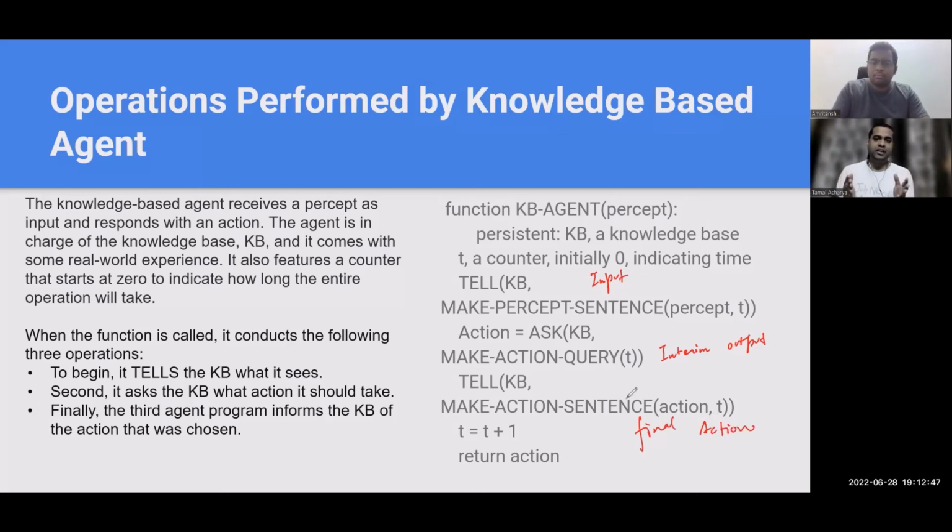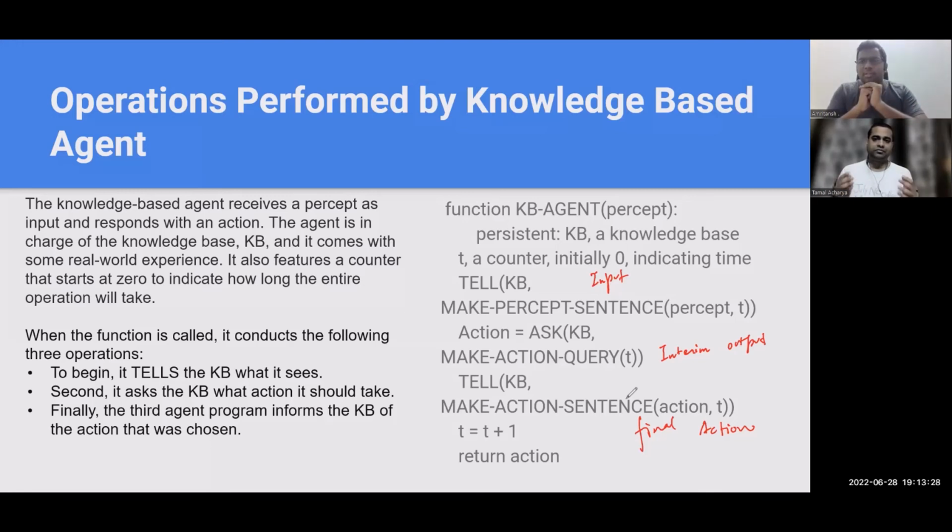To begin with, it tells what it sees. That's the input. Second, the knowledge base decides what action it should take. That's internal. And then finally, the agent performs the action that was chosen. So tell, ask, perform. These are the three things that you see in the function. This is by no means an exhaustive function. This is just a small example of what the knowledge base agent will have if it had to execute the three main functions that we just discussed.